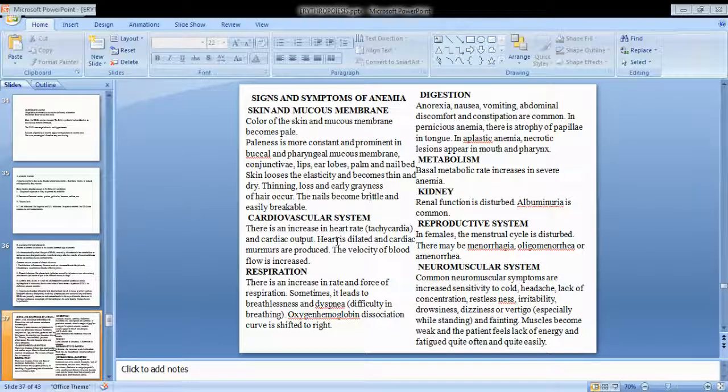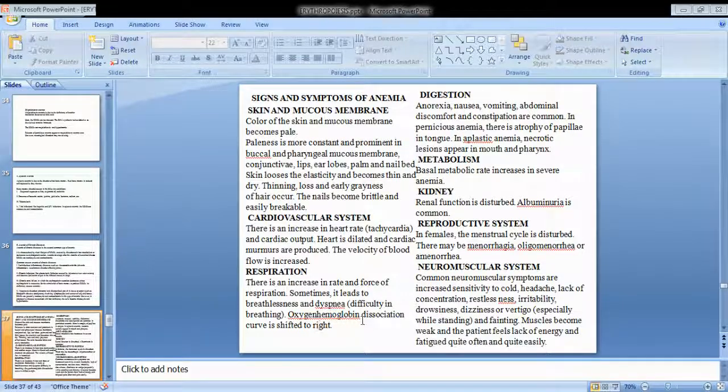The cardiovascular system also will get affected. There is an increase in heart rate, a condition called tachycardia, and cardiac output also increases. So what happens? The heart is dilated and cardiac murmurs are produced. This will result when there is severe anemia. Respiration also gets affected. Because of the deficiency of oxygen, the lungs will force themselves and respire very fast, increased rate of respiration and forced respiration, to get more oxygen. So it will lead to breathlessness, dyspnea, difficulty in breathing, etc.